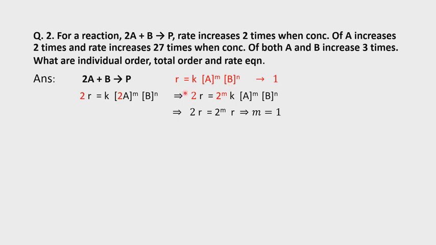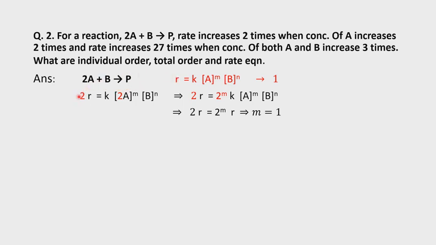Now look at the question. Rate increases 2 times when concentration of A increases 2 times. This is the first part. You should have a minimum basic English here. So when A becomes 2A, 2 times, the rate increases 2 times, R becomes 2R.